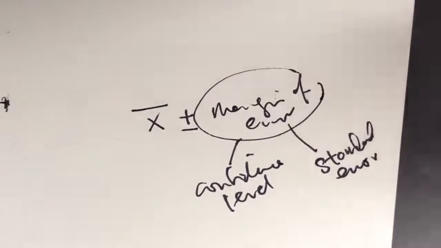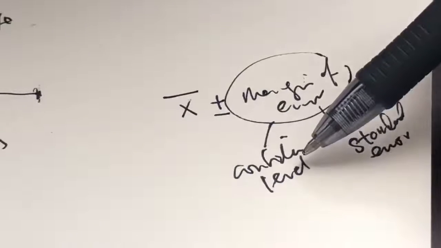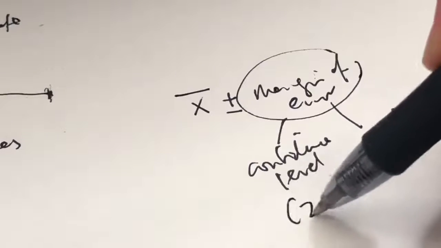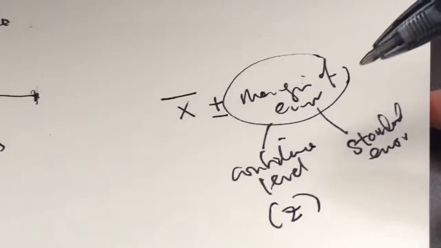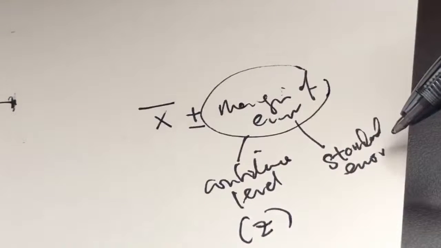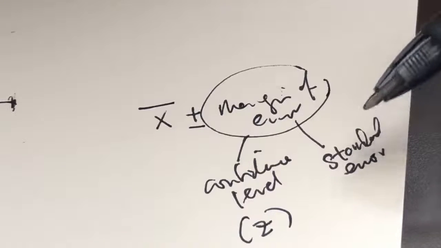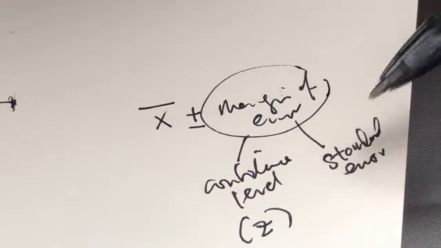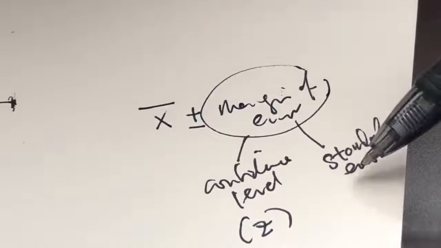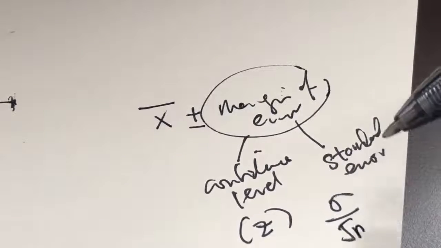Now, you've already learned these two concepts in previous topics, okay? Confidence level is basically the Z value. Remember Z? I'm sure you know how to find the Z value from the normal table by now. And the standard error, we've also learned that in the last topic. Standard error is basically the standard deviation for the sampling distribution of sample mean. So what is the standard error? Remember, it's standard deviation divided by the square root of n.